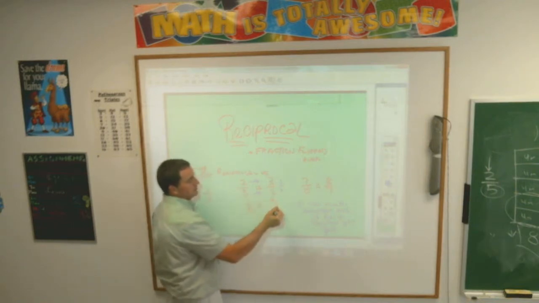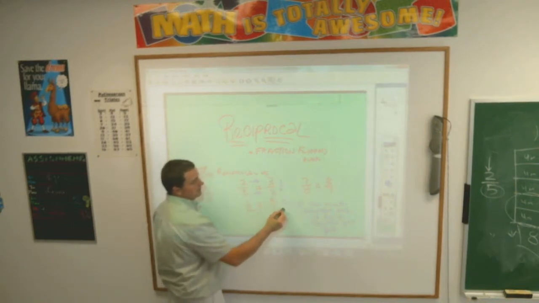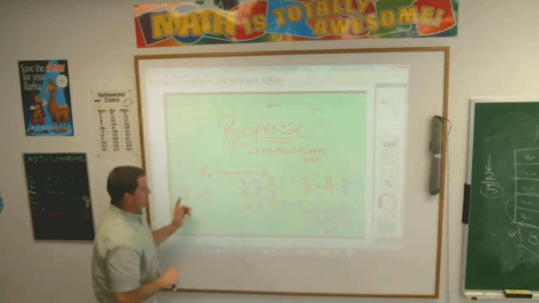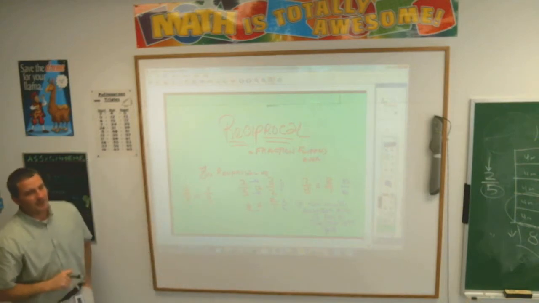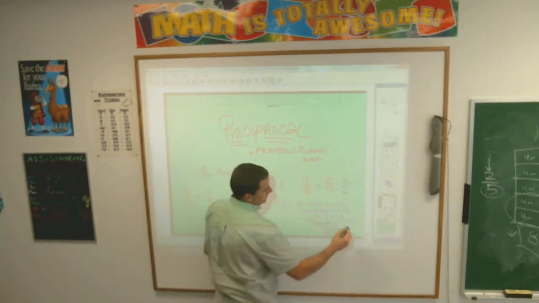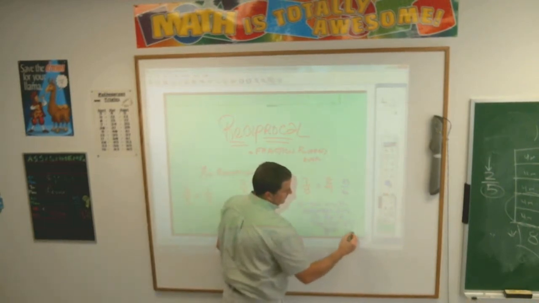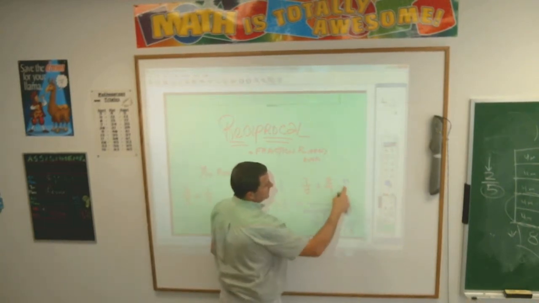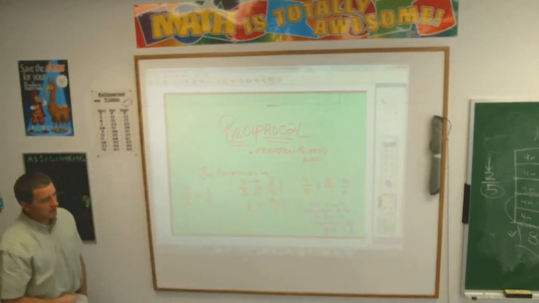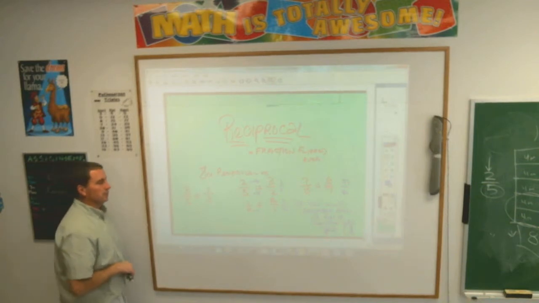If I multiply 1 times 2, I get 2. 2 times 1, I get 2. 8 times 7 is 56. 8 times 7 is 56. 3 times 1 is 3. So anytime you multiply a number by its reciprocal, you get 1. Every time I did this, I got the same number over the same number. But any fraction that has the same number over the same number is, in fact, just 1.